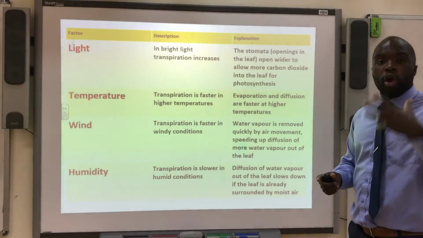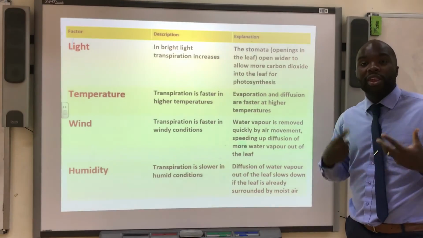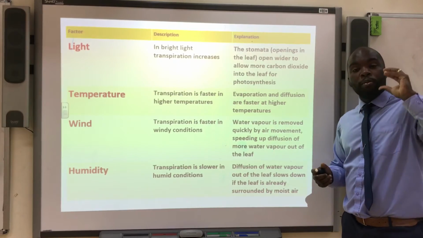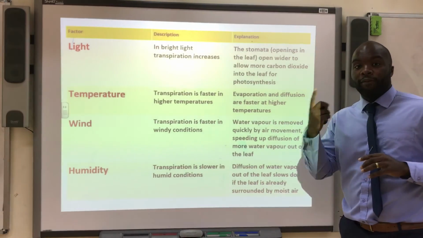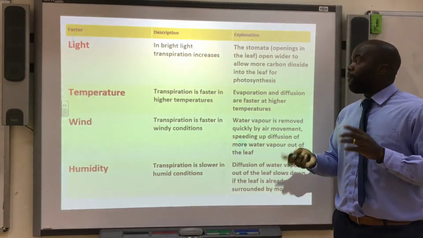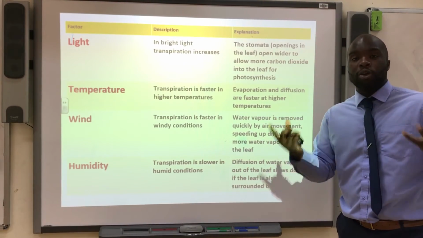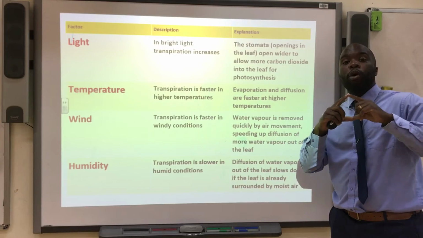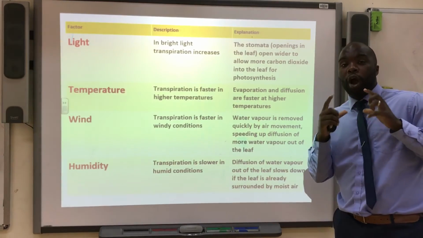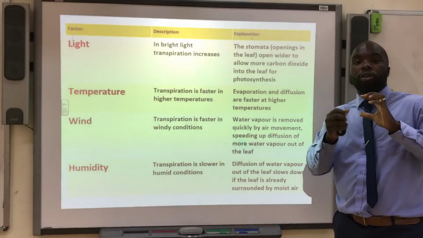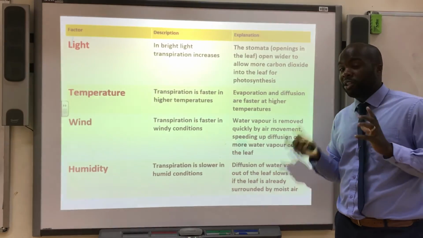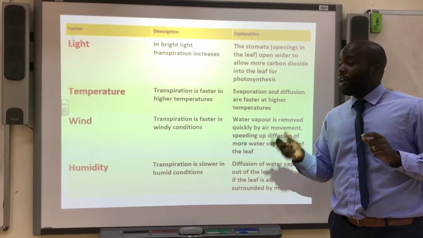So having lots and lots of light increases the rate of transpiration because the more light there is, the faster the rate of photosynthesis. And what that therefore means is because there's a faster rate of photosynthesis, more carbon dioxide is needed. So the stomata will open. Because these stomata are open, it therefore means that water vapor is lost via the stomata. Don't forget we said water vapor is lost via the stomata.